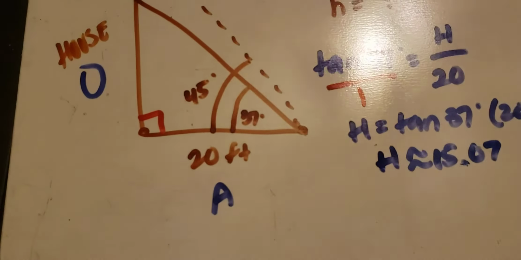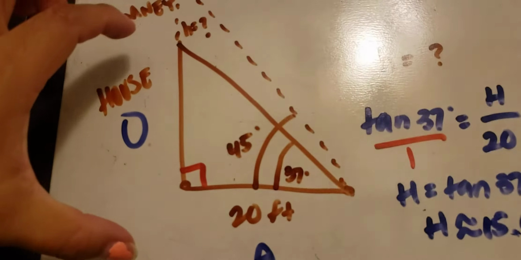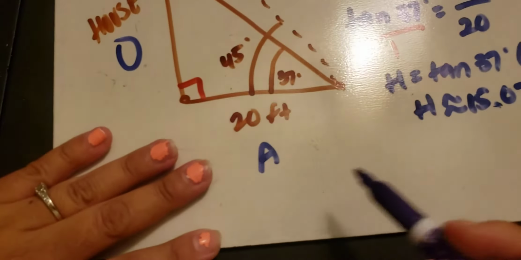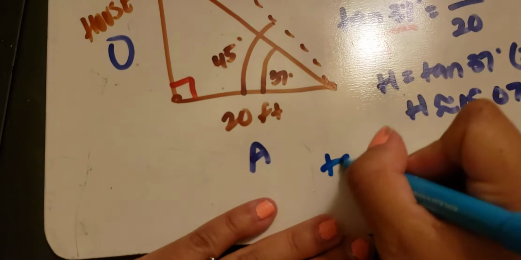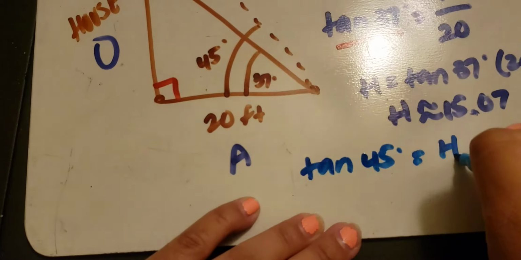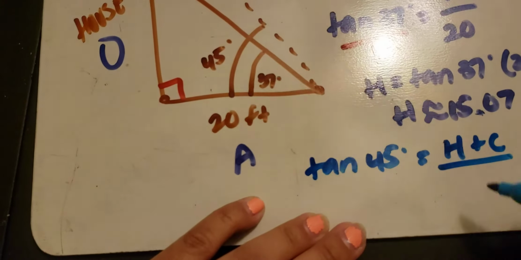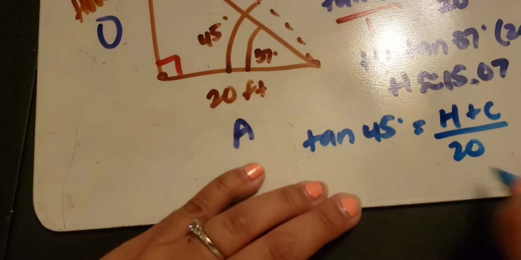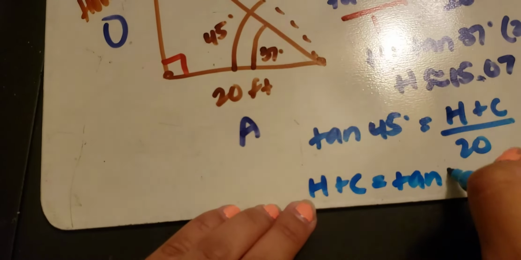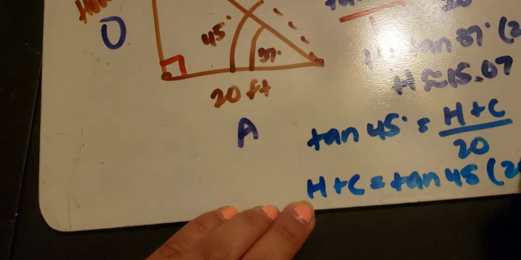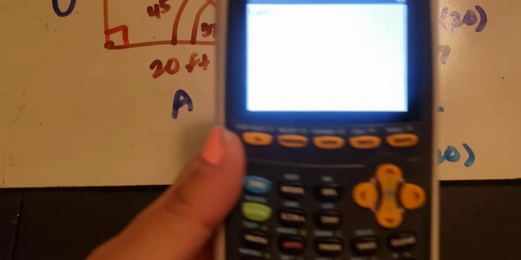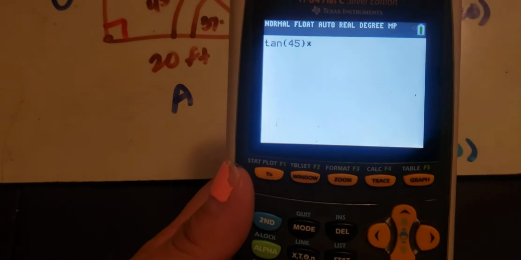So now we're going to do this one more time using the bigger triangle. So house plus chimney. So here we go. Tangent of 45 degrees equals opposite, so it's house plus chimney over 20 feet. Again, cross multiply, I should get H plus C equals tangent of 45 degrees times 20. So very similar to the previous problem.